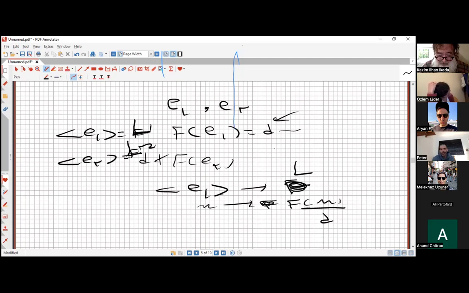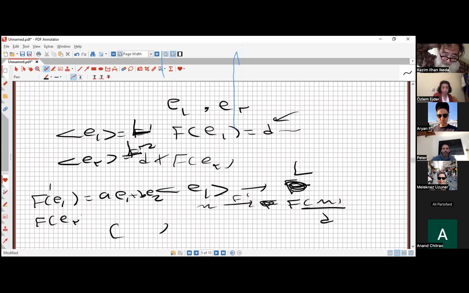So, let's have a matrix here. Assume that f of E1 becomes a E1 plus b E2. So f of E1 is d times this, and f of E2 is c E1 plus d E2. I can consider these matrices.